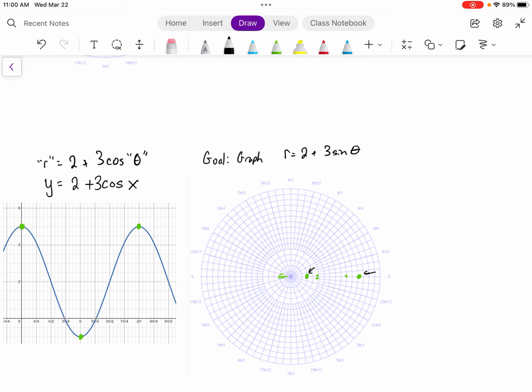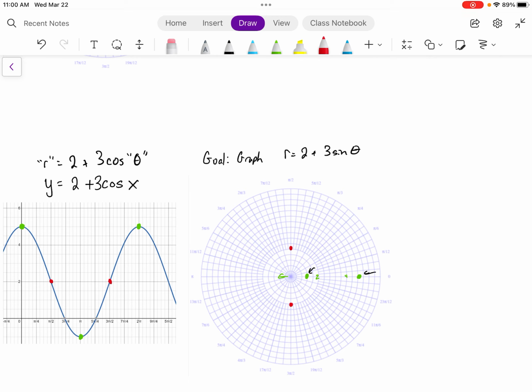But let's think about how we're developing that, and where we are at some key values. If we look at the graph, I like to think about the middle points, the middle points where we'd intersect that center line at y equals 2. And it looks like those are at pi over 2 and 3 pi over 2. So let's fill those in. At pi over 2, we're out at 2. That's here. And at 3 pi over 2, we're also out at 2. So that's down here.